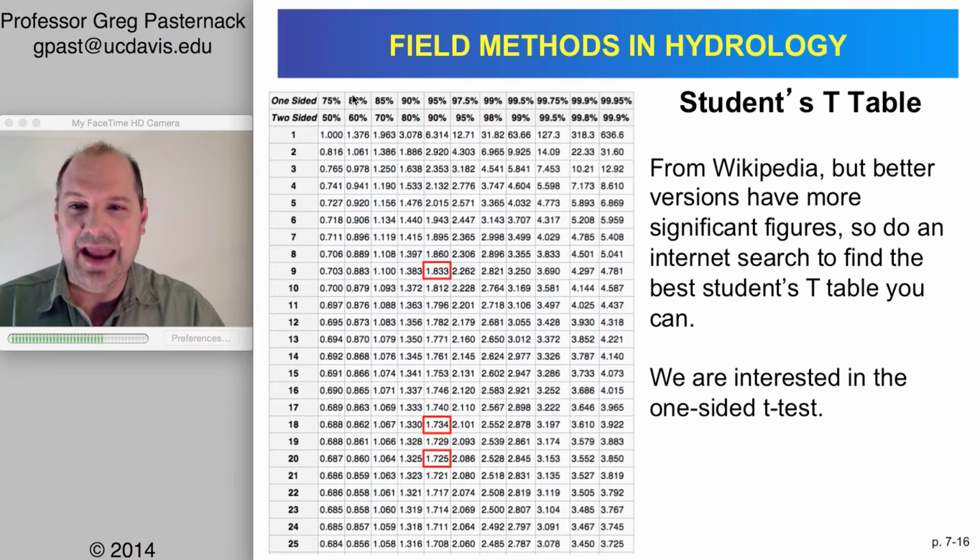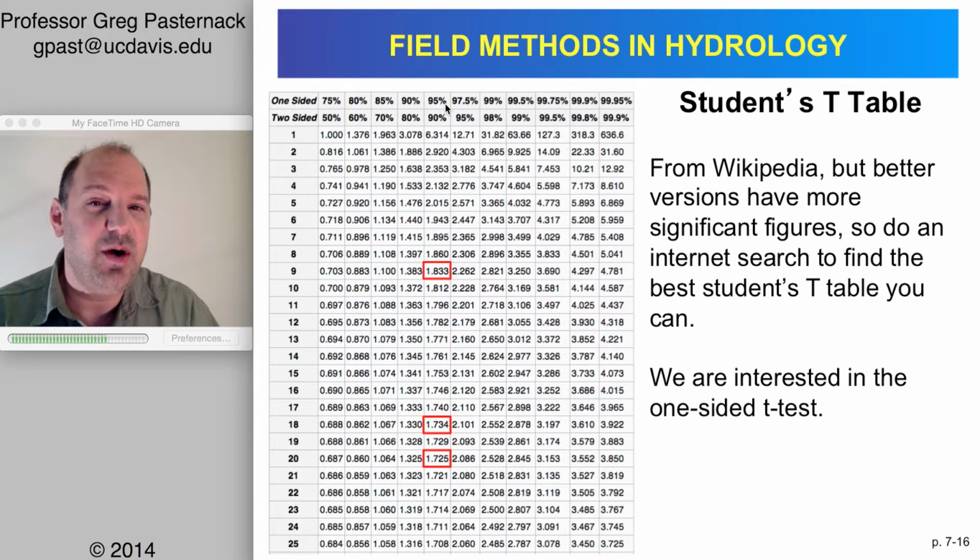I go to a t-table, and this is one I pulled off of Wikipedia, but there are better ones on the internet, so you can see what you can find. And notice this only goes up to 25 samples, so if your answer is going to be more than 25, you need to find a better table. I'm going to go to the one-sided t-table to the 95%. Why am I going to the one-sided?